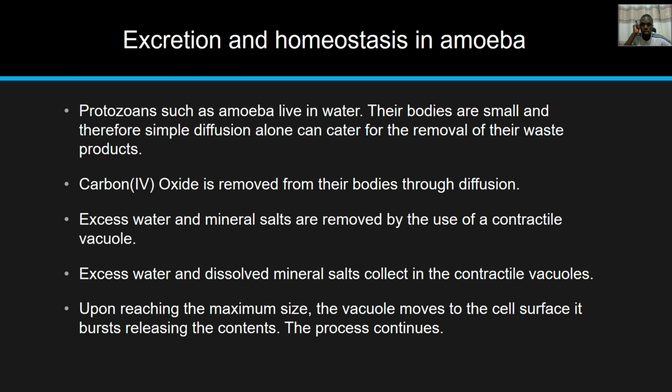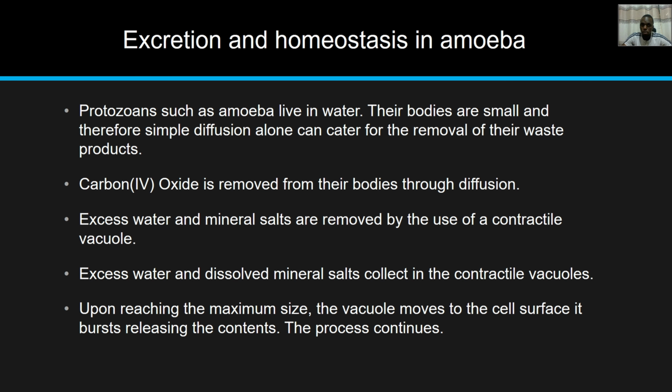So let's look at excretion and homeostasis in amoeba. I had defined the terms excretion and homeostasis in our previous lesson. In case you didn't get it right, excretion is a process by which living organisms separate and eliminate waste products of their metabolic activities, waste products that have been accumulated as a result of metabolic activities in their bodies. When you talk about homeostasis, this is a self-regulatory mechanism that's meant to keep the internal environment of the cells under a steady state.